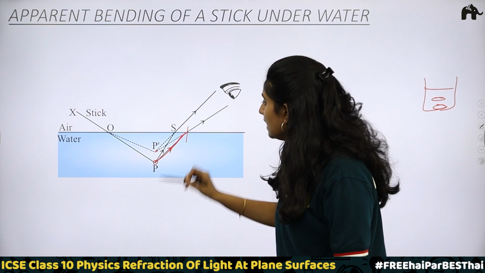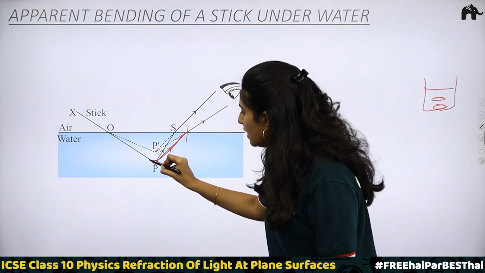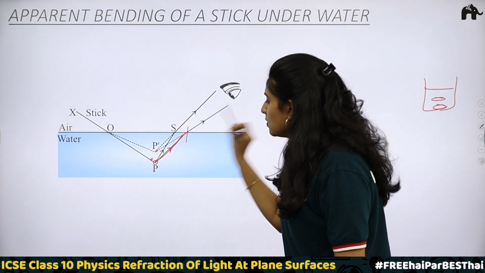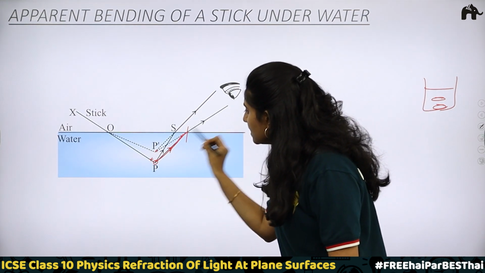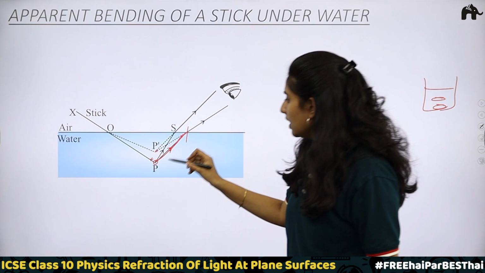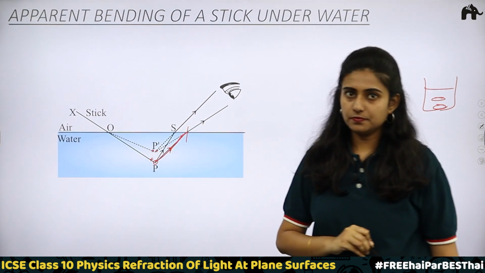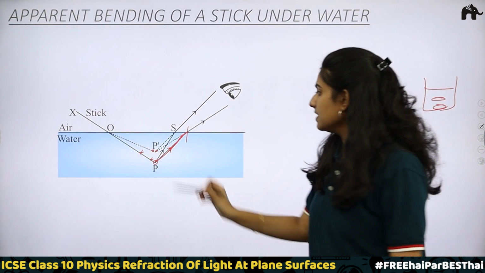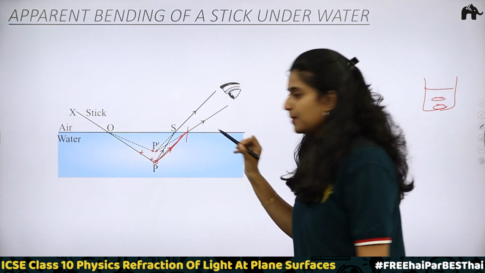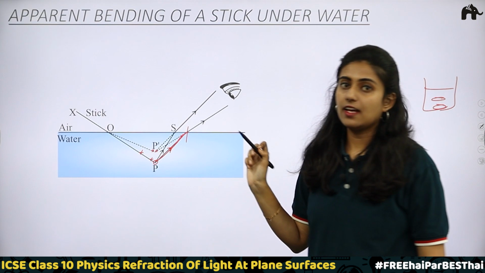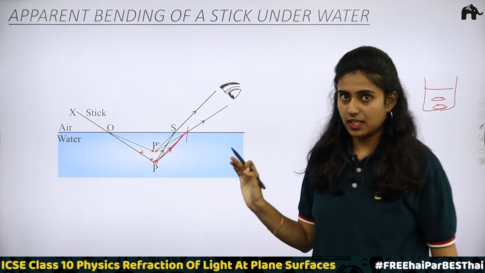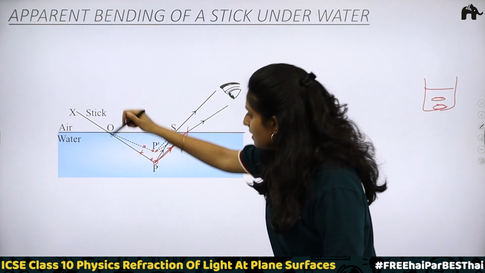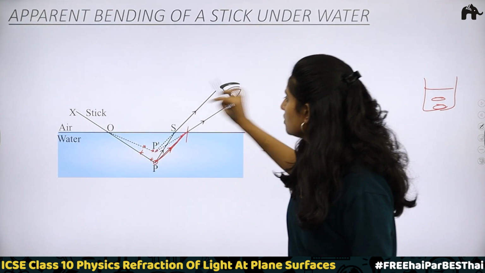Now take the light rays coming from another point of the stick. Again, this light ray will reach the surface, undergo refraction, and when this refracted ray is extended, you get a new point where it will appear. Take this point of the stick: the light ray will be incident on the surface of separation. It will bend away from the normal because it travels from a denser to a rarer medium. When this refracted ray is extended, you get a point somewhere here. So the part of the stick OP will appear as OP dash to an observer.